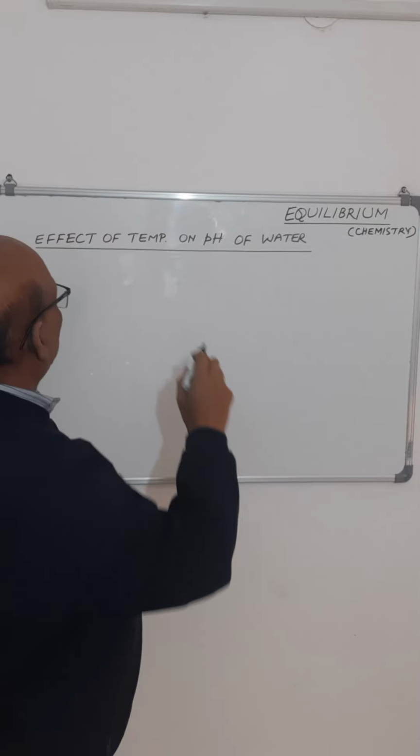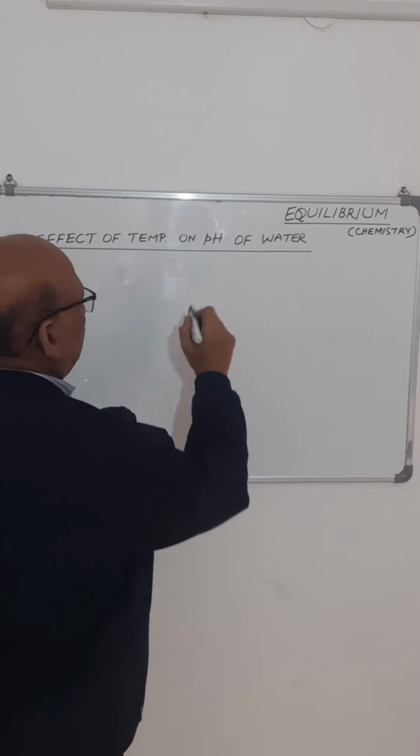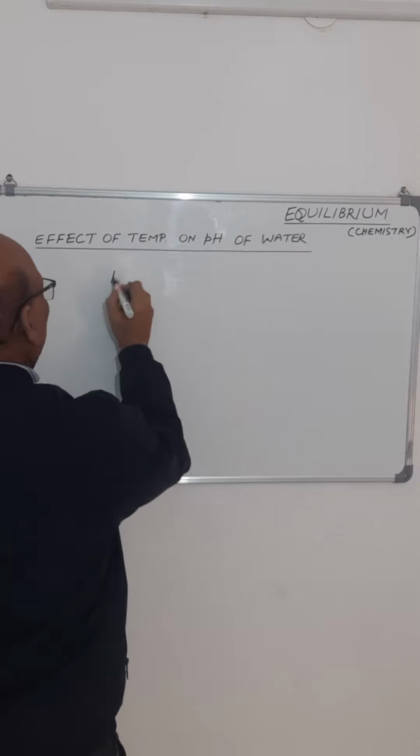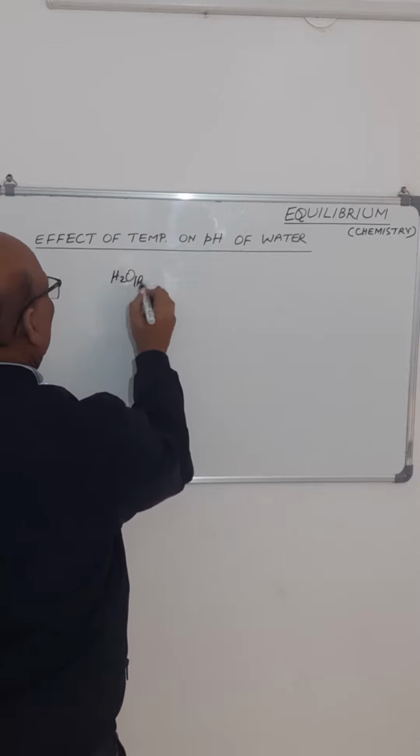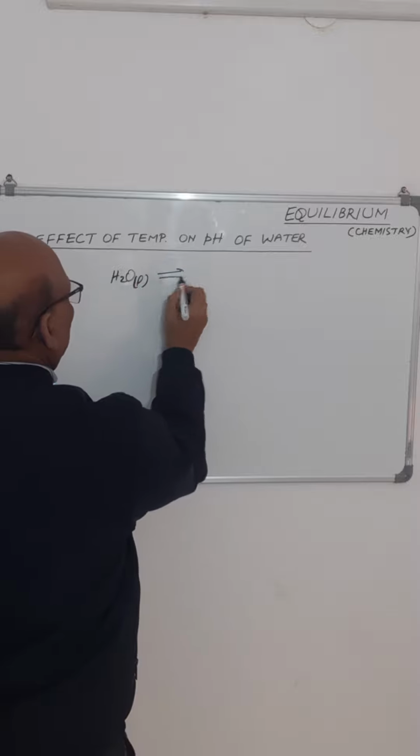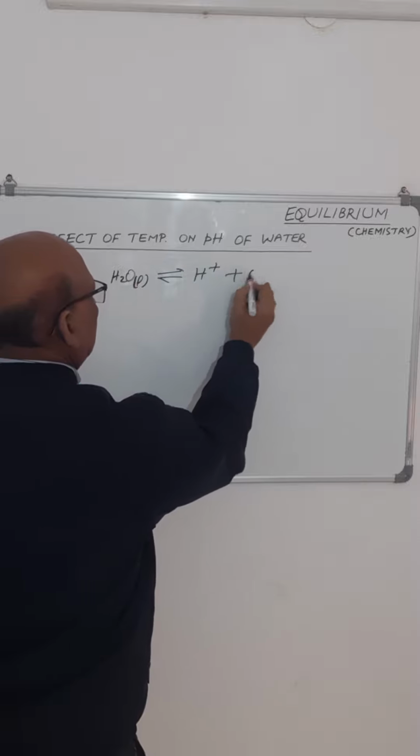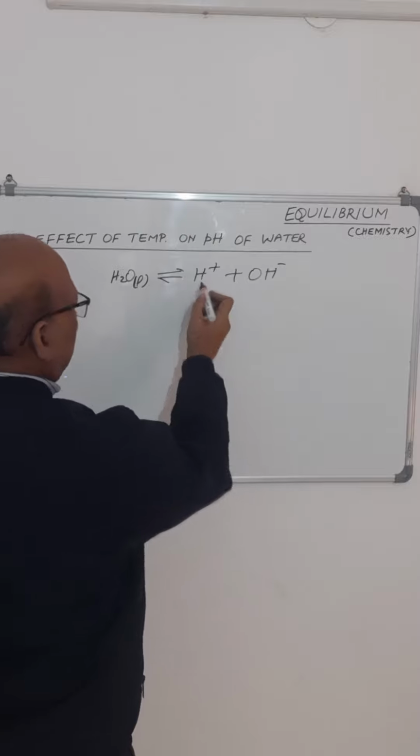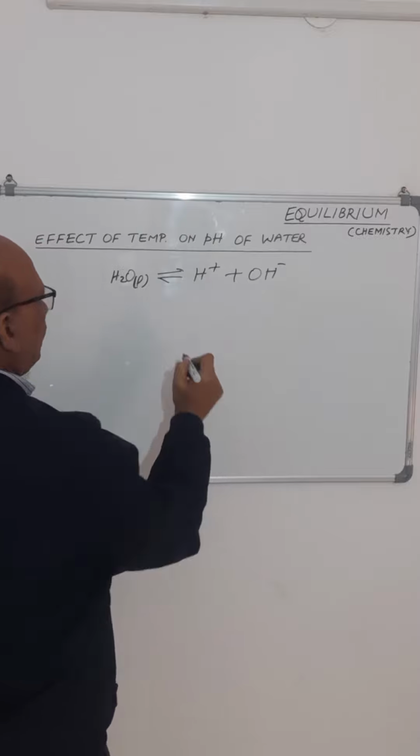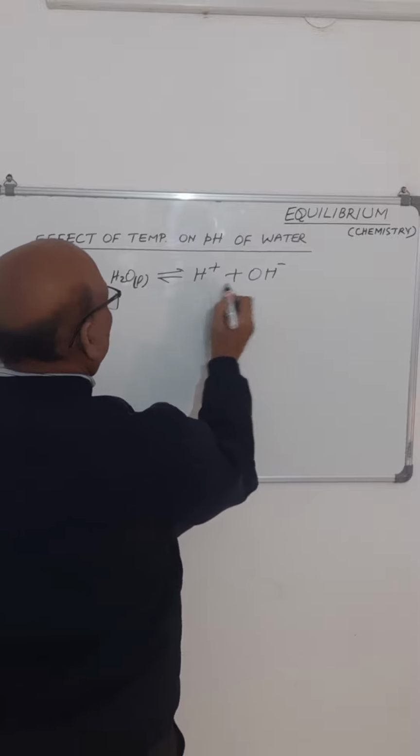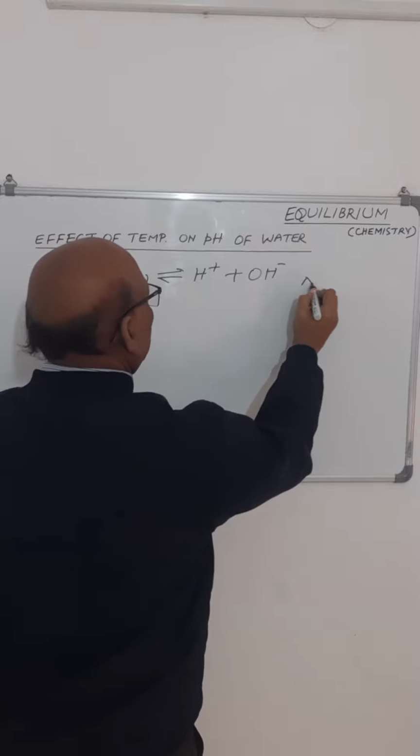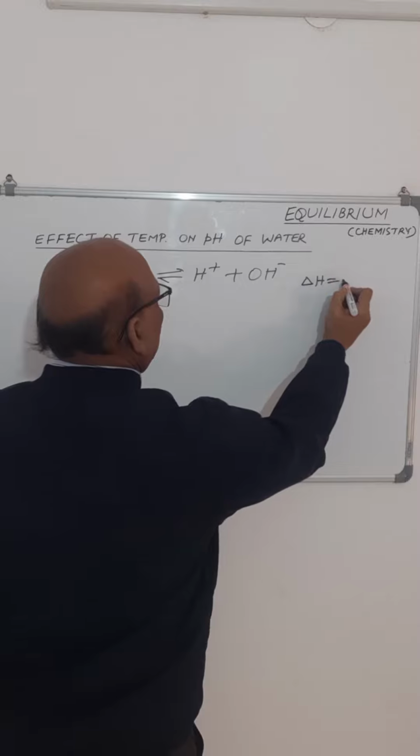बच्चों, today we will discuss the effect of temperature on pH of water. Okay, we know that water gets ionized or dissociated into H plus ions and OH minus ions, which we can also write as H3O plus ion, that is hydronium ion. Okay, now this reaction is basically an endothermic reaction.